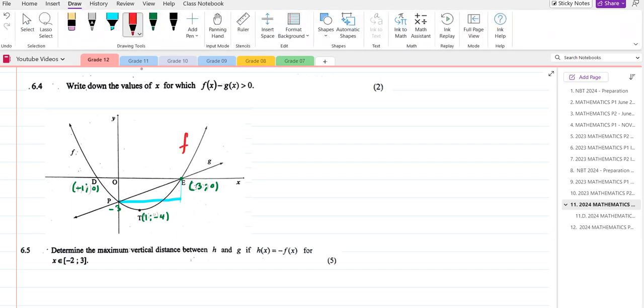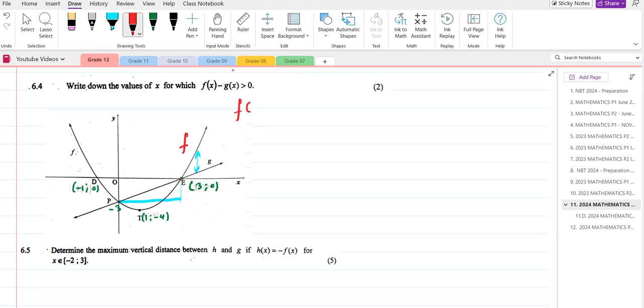So f is up and g is down. See over here, this is g minus f. Well, we don't want g minus f, we want f minus g. So at 3 the difference between the two graphs is 0, but after 3 it is greater than 0. In other words, we can just take g of x over.